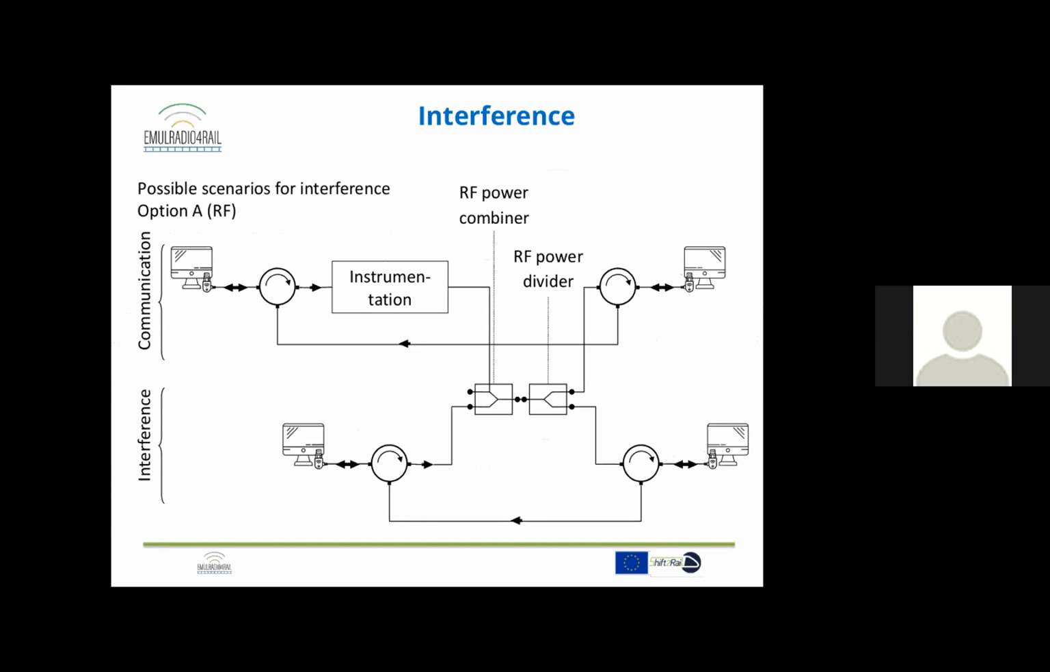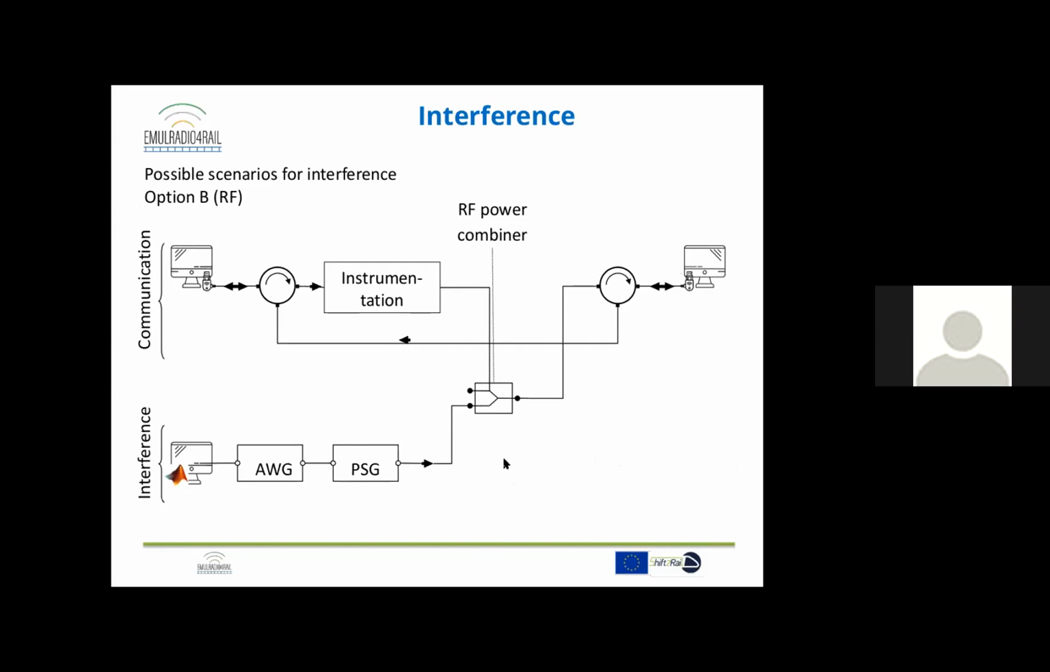For the interference, we have many scenarios. We have options for the RF scenario and for the baseband scenario. Option A for adding interfering signals is the most realistic, the closest to reality, since we add a real Wi-Fi signal to the main communication. Here we have another independent Wi-Fi communication, and at this stage we add the interfering signal through the RF combiner.